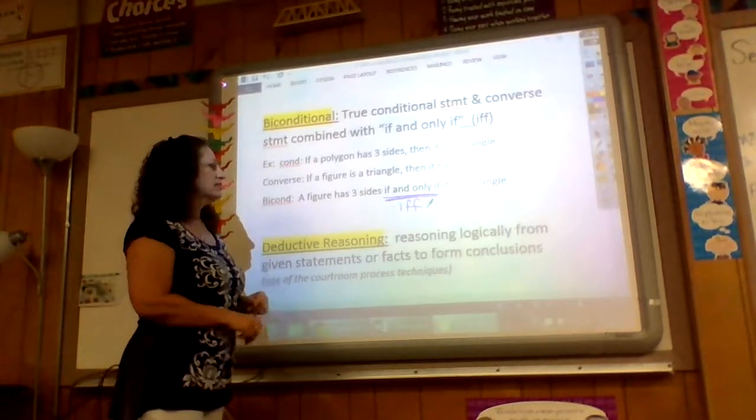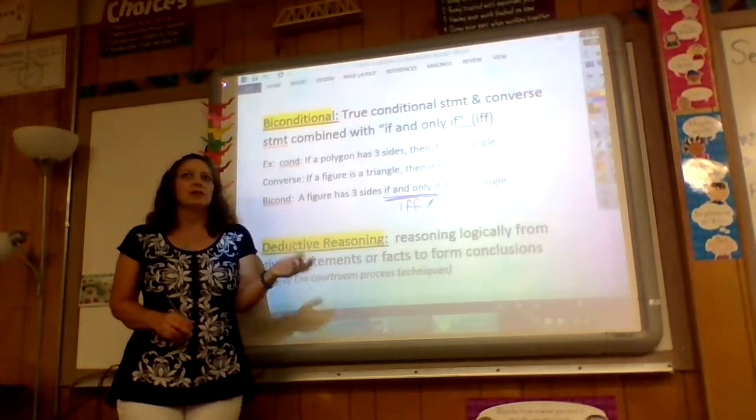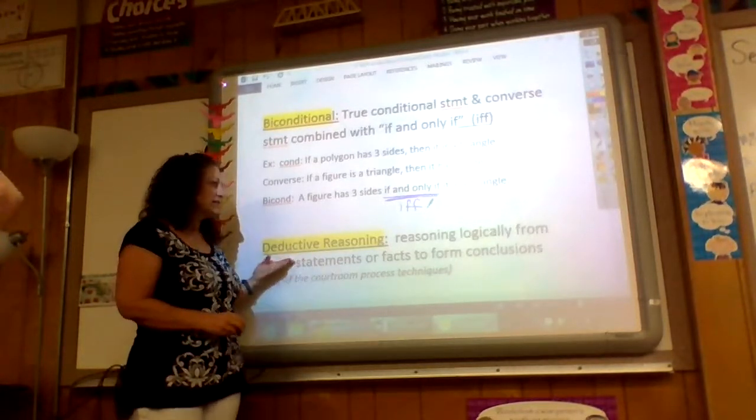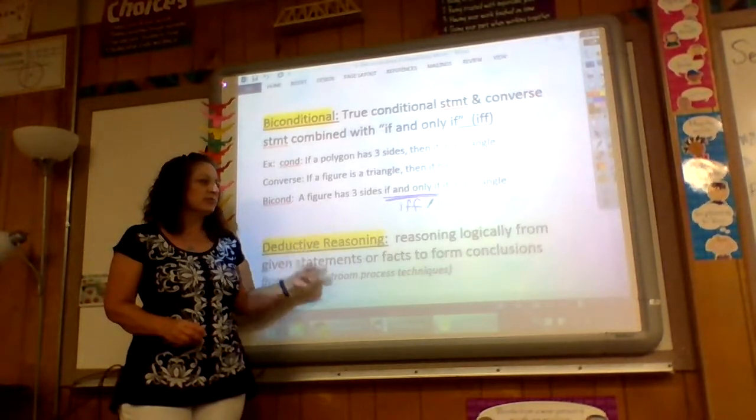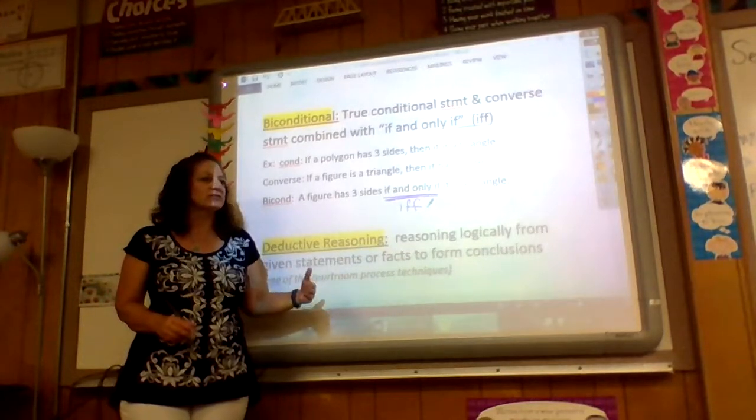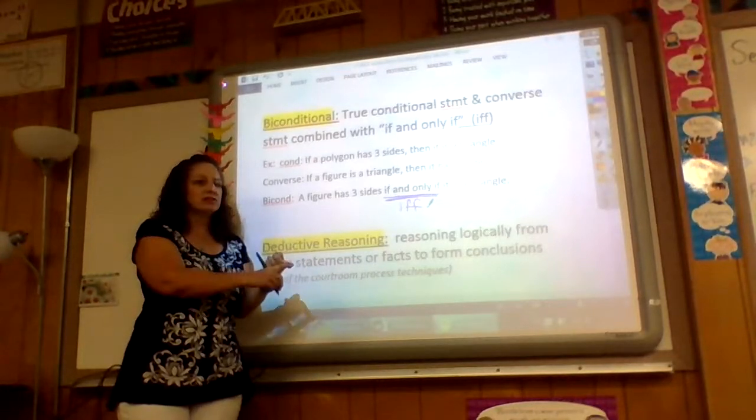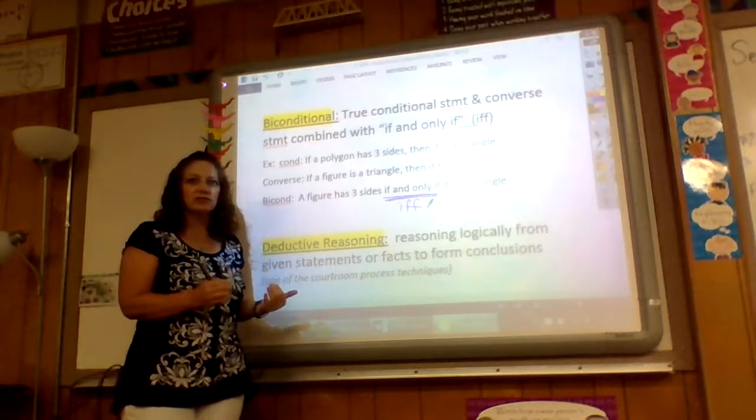Deductive reasoning. Deductive reasoning, unlike inductive reasoning, which was using examples and things from the past to make predictions, is using statements, facts, and thinking logically to form conclusions. So we're still forming conclusions, we're reasoning out something, but we're using actually true statements and facts. So there was inductive reasoning. Deductive is like deducing things from the information that you're given.